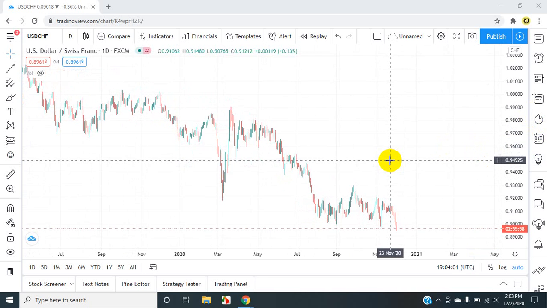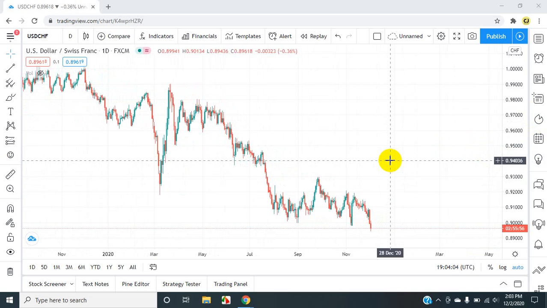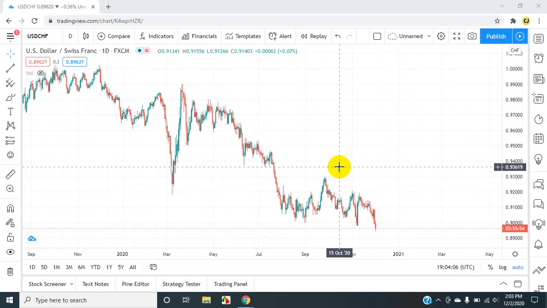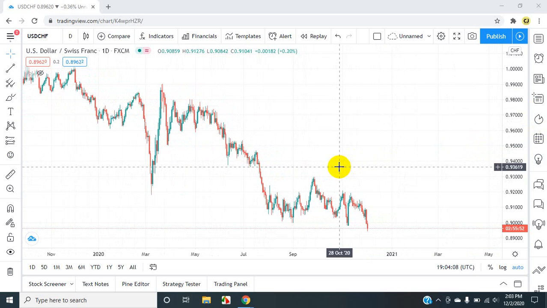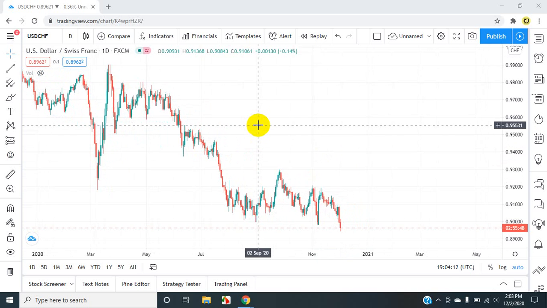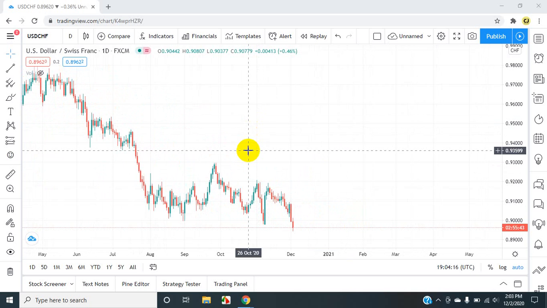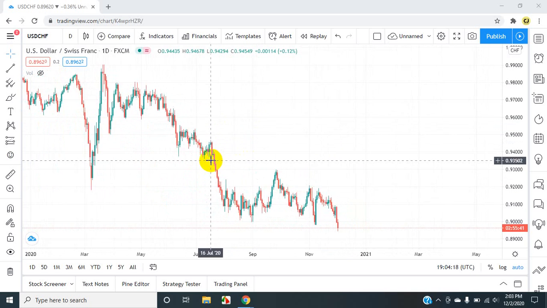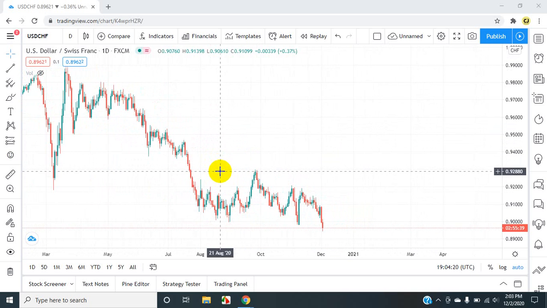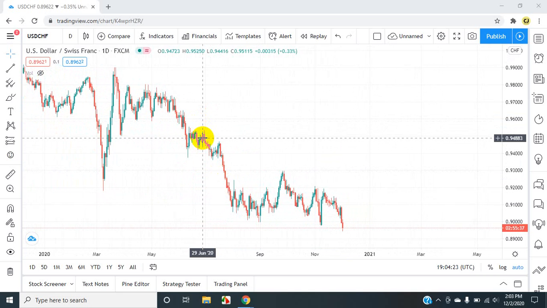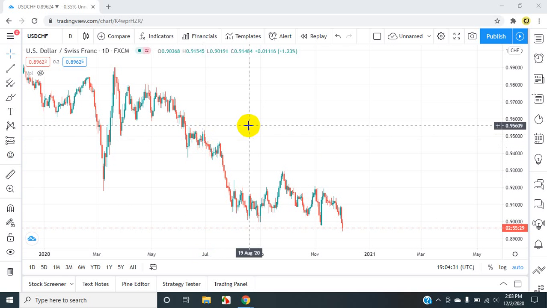We are currently looking up some pairs to mark up and to take trades from. Today we're looking at USD CHF. So USD CHF, United States dollar, is a primary. So we're going to mark up today on the daily, we're going to mark up on the 4 hour, and we're going to look for entry on the 1 hour.